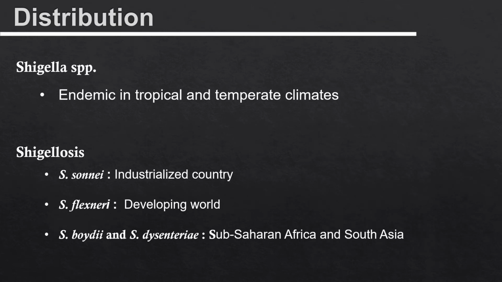So the next one is the distribution of Shigella. Although 90 million cases occur worldwide, Shigella is endemic to temperate and tropical climates. Particular species of Shigella are found in different places. For example, Shigella sonnei is commonly found in industrialized countries, while Shigella flexneri is the predominant cause of Shigella in developing countries. Other types of Shigella, such as Shigella dysenteriae, can spread widely and is a common cause of epidemic dysentery with an associated high morbidity and mortality, particularly also in developing countries.